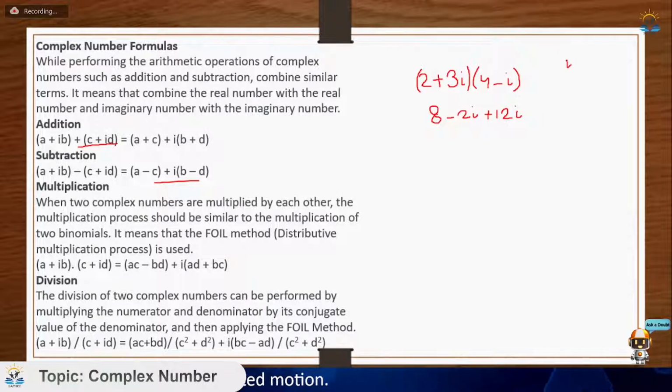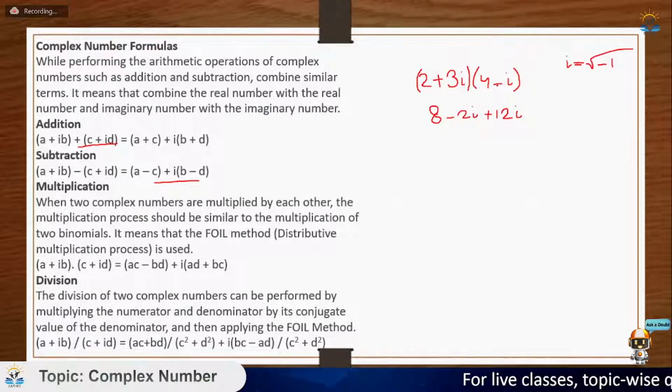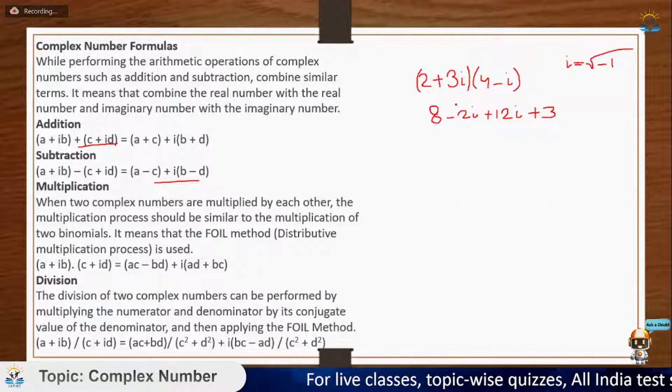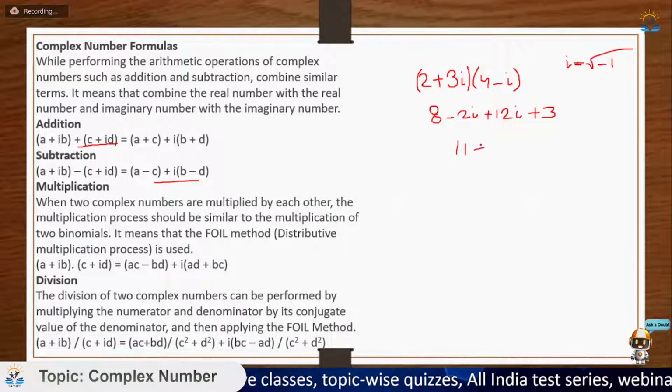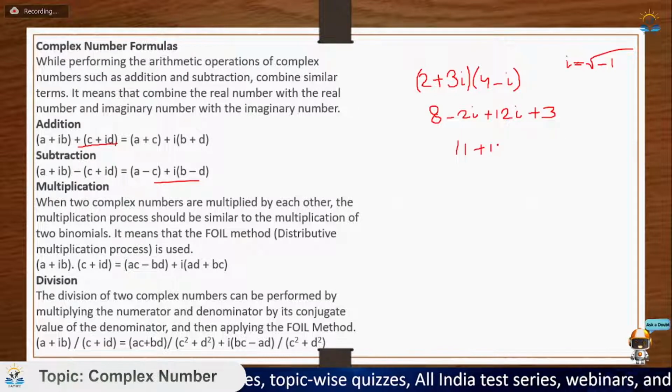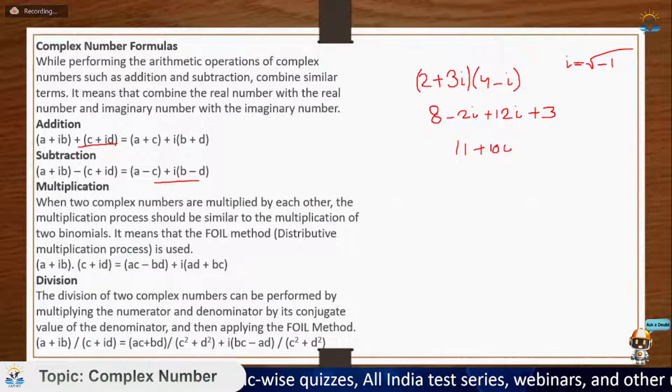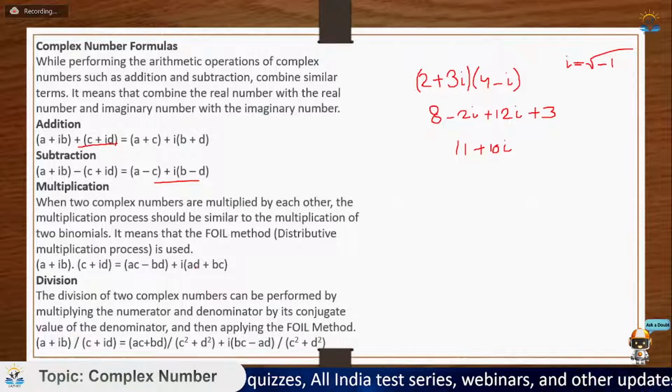And what is iota? Iota is root of minus 1. So when you do iota square, you will get minus 1. So basically this is minus 1. This minus and this minus will give plus, and you will get plus 3. So this is how you multiply two complex numbers, and the final answer would be 11 plus 10 iota. So in this way you multiply.